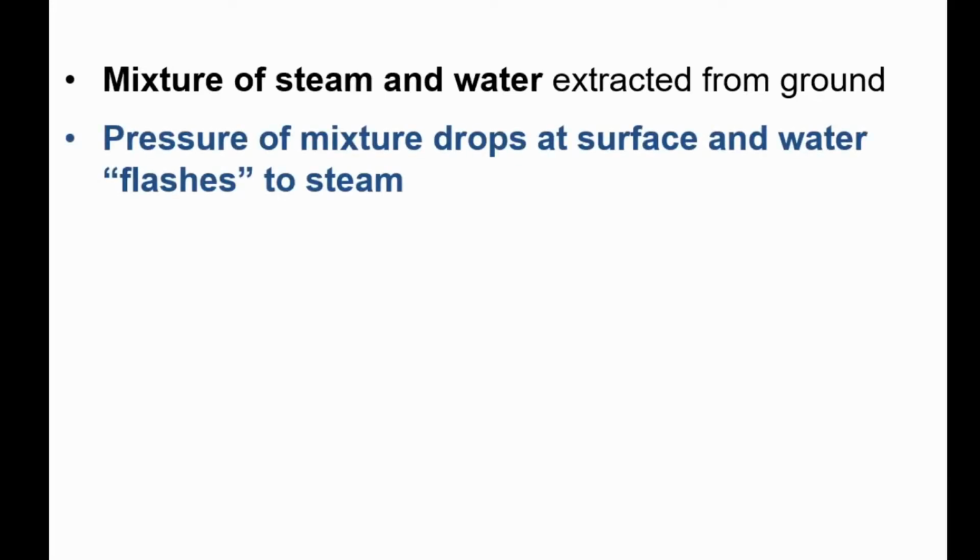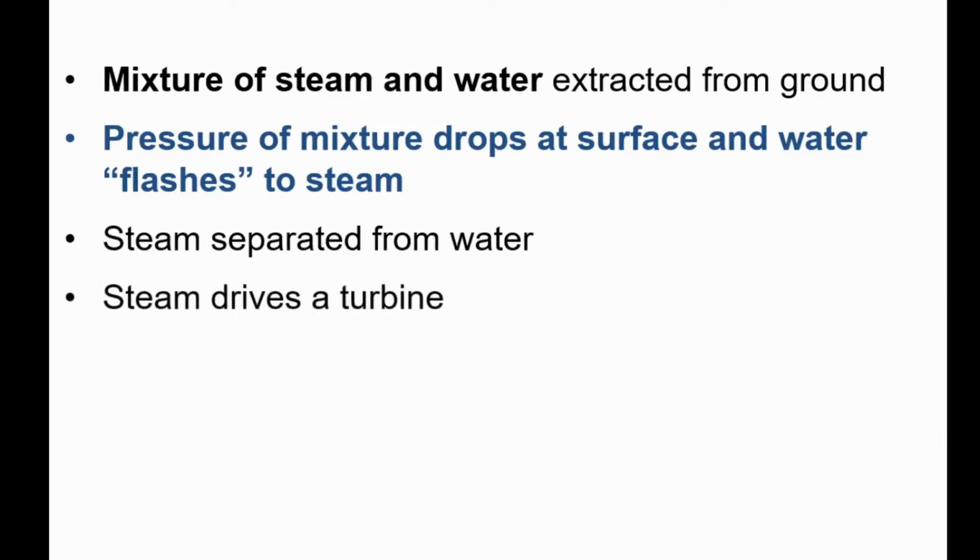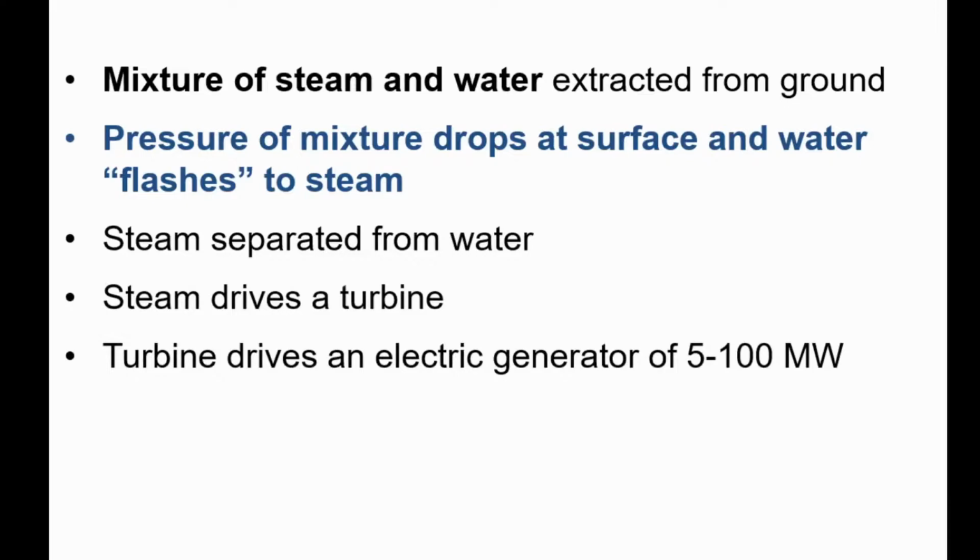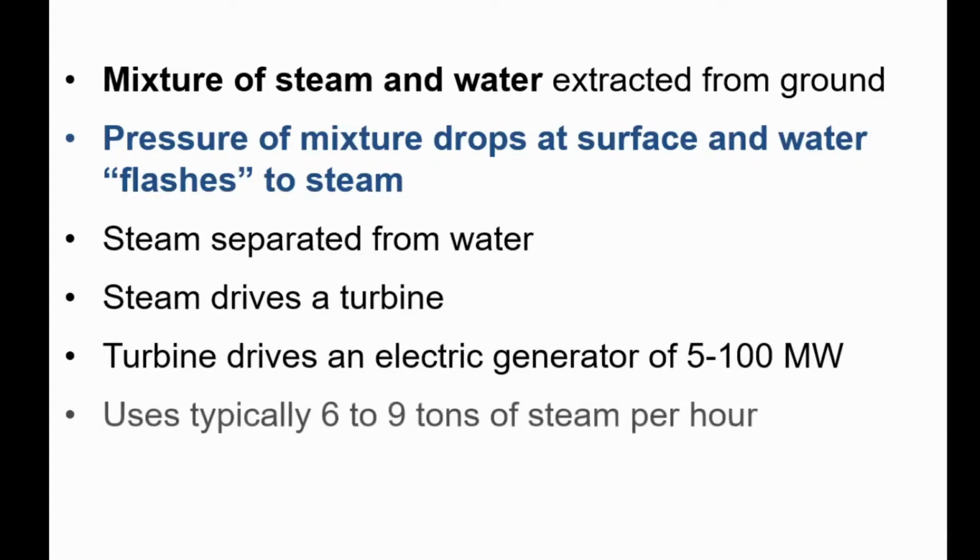So now we come to the flash process. So you have a mixture between steam and water, which you extract from the ground. The pressure of this mixture drops at the surface, so you artificially lower the pressure, and then you reduce the boiling point and more water is transformed into steam. Then you separate the steam from the water, and the steam is able to drive the turbine. The turbine drives an electrical generator in the vicinity of 5 to 100 megawatts, and uses typically about 6 to 9 tons of steam per hour.